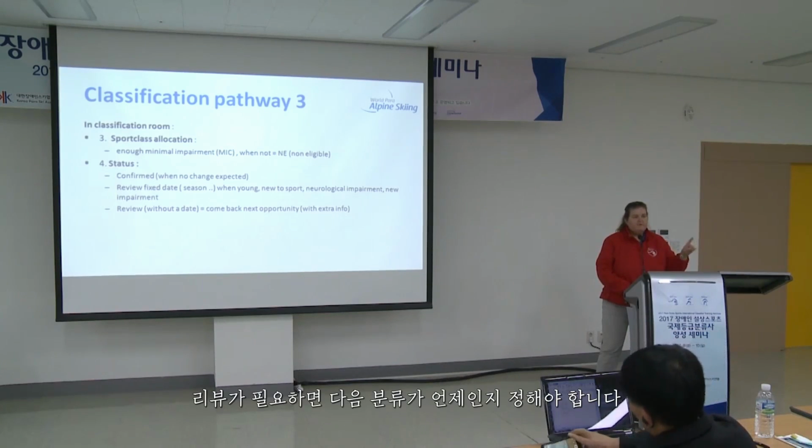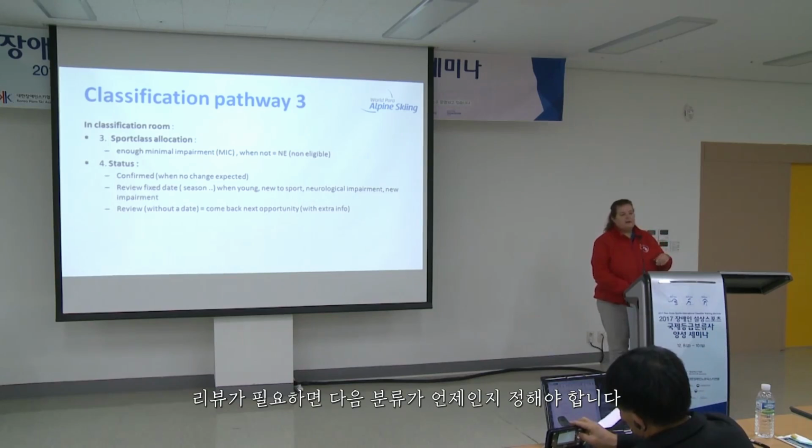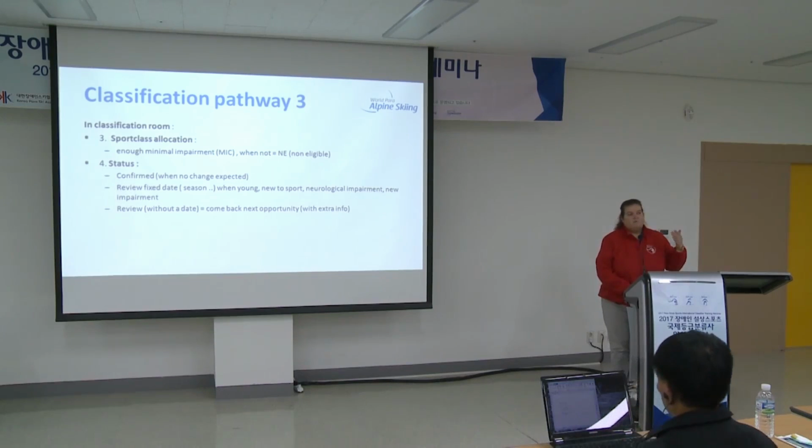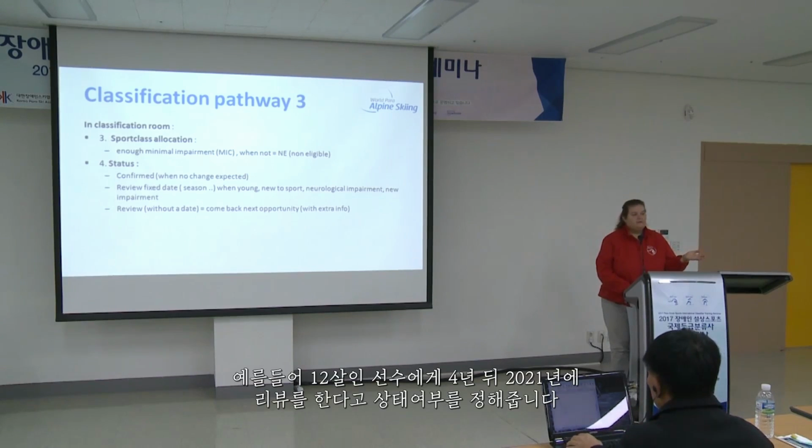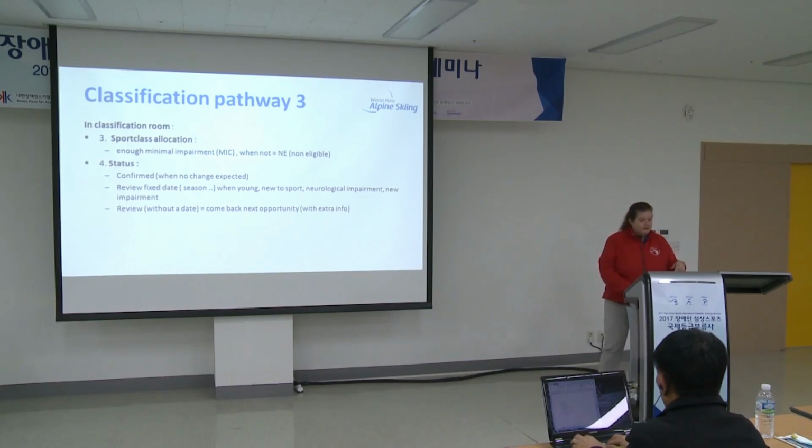Then we give review with a fixed date. You say the season where the next classification must be done. Say when someone is 12, I say in 4 years, so I would say review 2021, in this case.